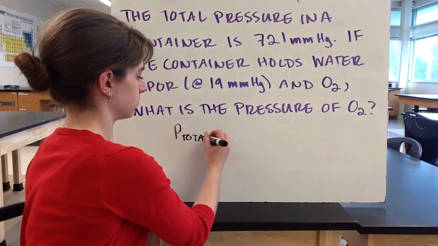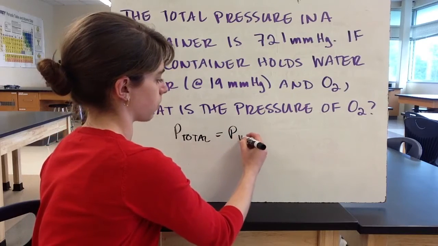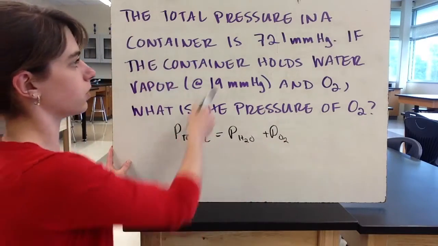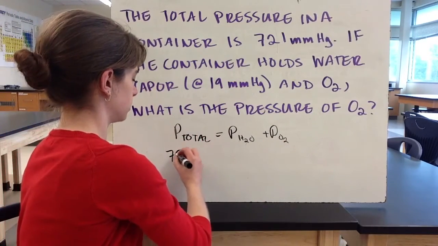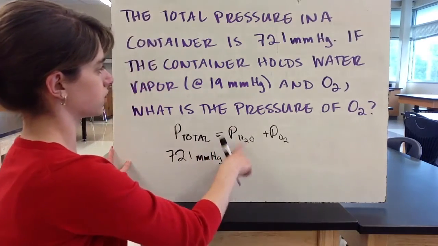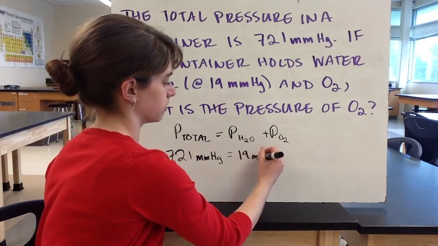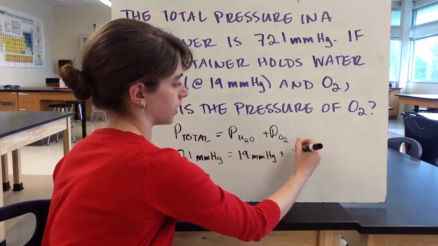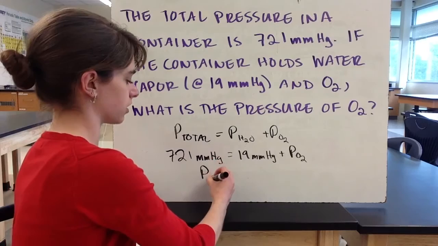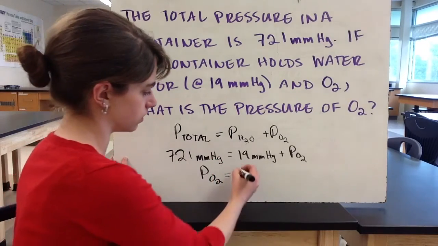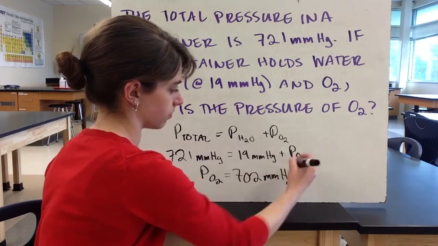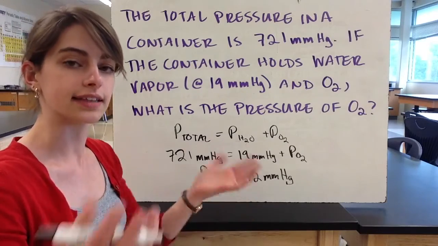Pressure total is equal to the pressure of our water vapor plus the pressure of our oxygen. We already know our total pressure, that's 721 millimeters of mercury. And that's equal to the pressure of the water, so that's 19 millimeters of mercury, plus whatever the pressure of the oxygen gas is. So if we subtract, the pressure of our oxygen is equal to 702 millimeters of mercury. Just simple algebra. And that's all partial pressure is.